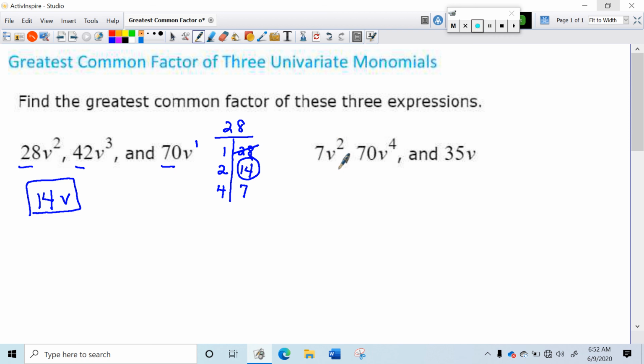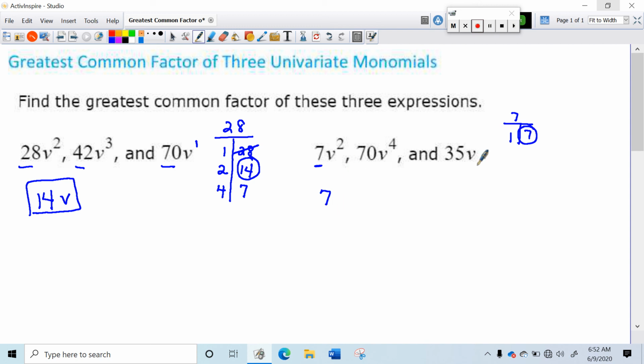So this number, the smallest number, is 7. Let's test and see if I can divide first. 70 divided by 7 is 10, yes. 35 divided by 7 is 5. So that works, because 1 times 7, those are the only factors of 7. So the biggest number that works is 7.